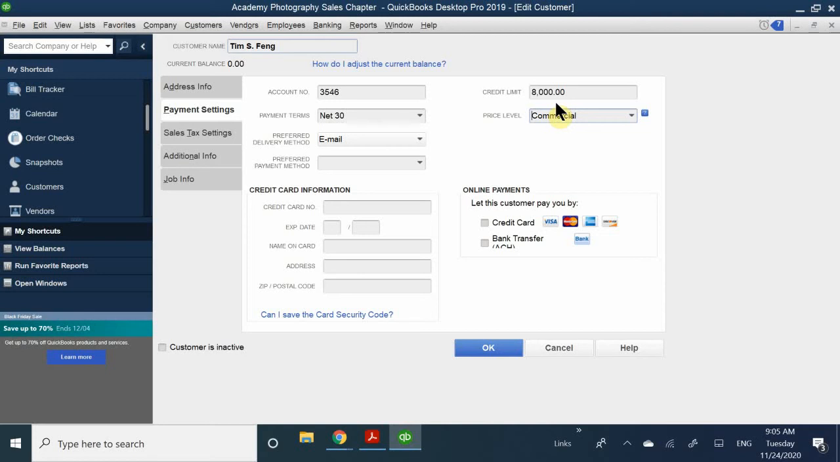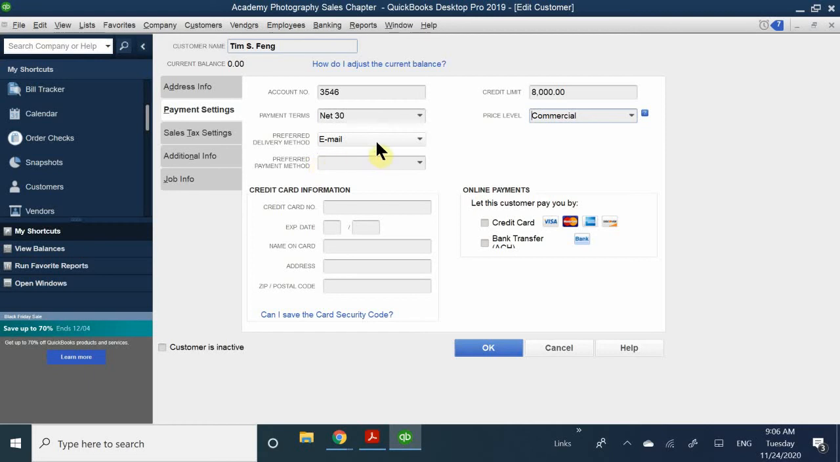And based on that, are they just a regular customer? Are they a 1099 contractor that's buying supplies from you? Are they buying in bulk? Because oftentimes if they buy in bulk, you could give them a discount, right? So in this case, he's just a regular customer. Okay, so now that we've finished the terms, now the preferred delivery method.